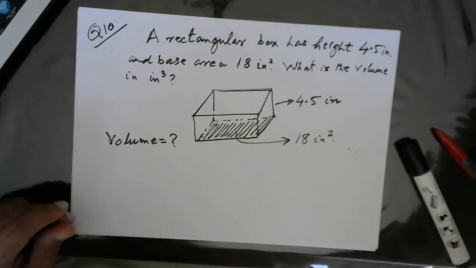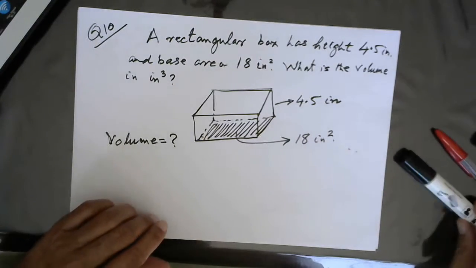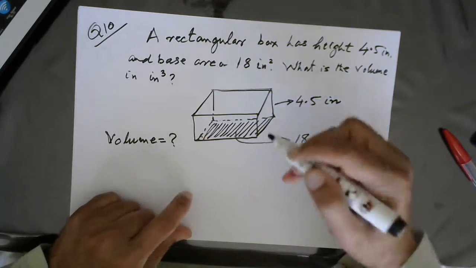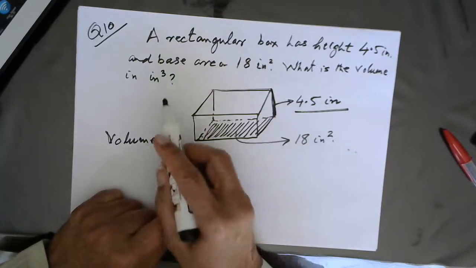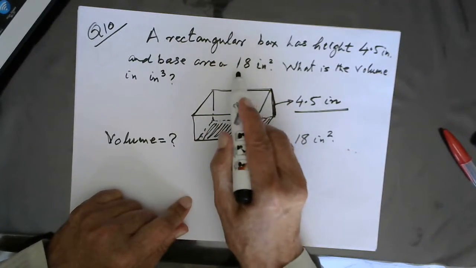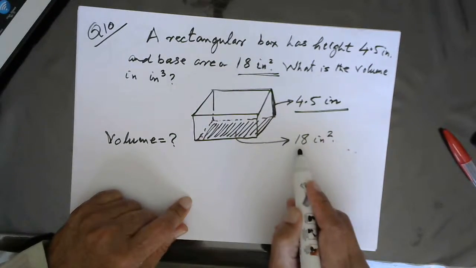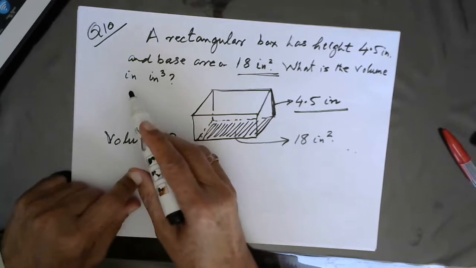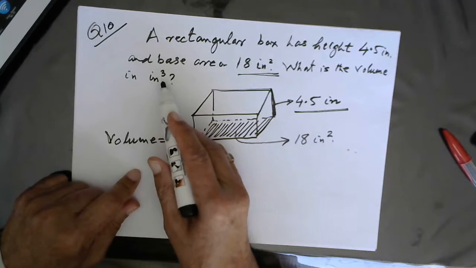Number 10 is a rectangular box has height 4.5 inches. So this height is 4.5 inches. And base area is 18 inches square. So this is the base and the area is 18 inches square. What is the volume of the box in inches cube or cubic inches?